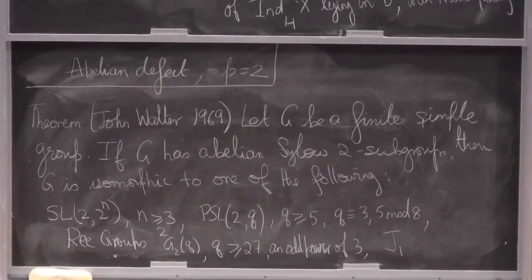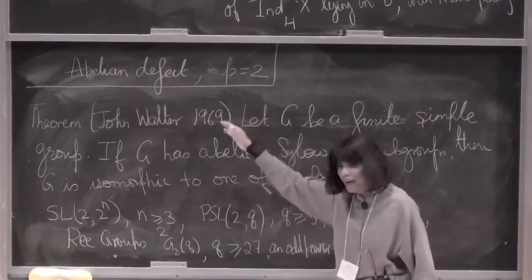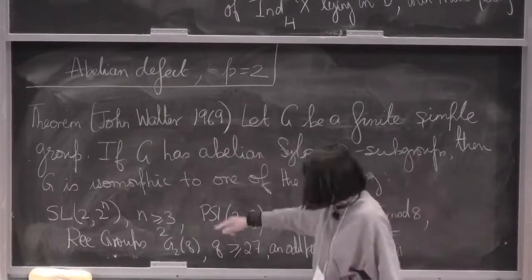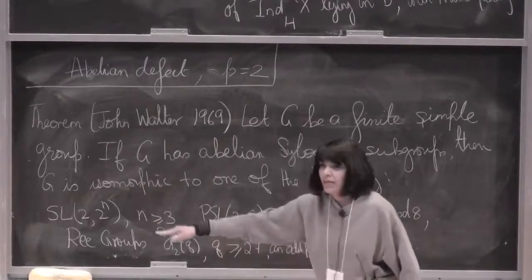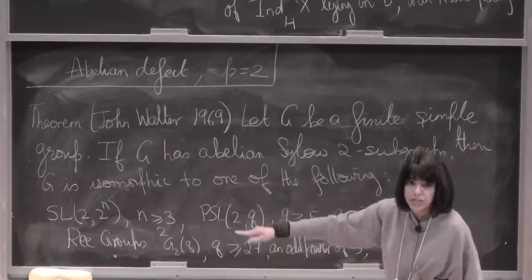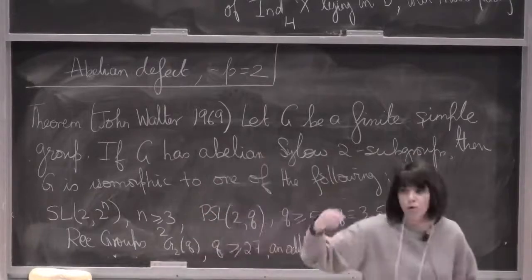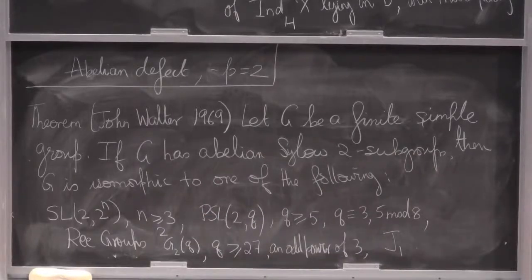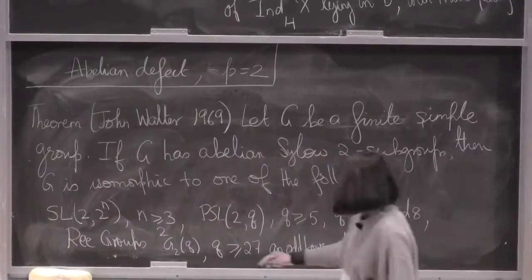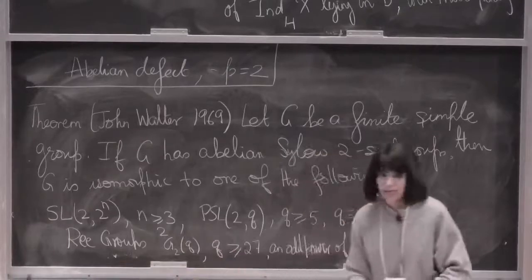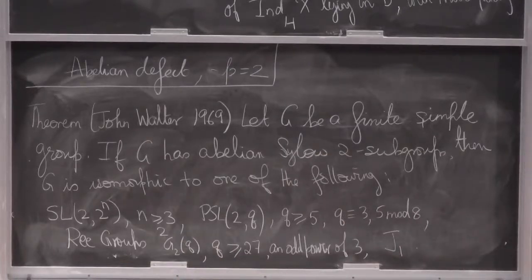Okay, and I should say, I've written it like that. In the original paper of John Walter, 110 pages, he doesn't quite identify the Ree groups. So in this case, he gives some conditions on the group, but the fact that they were actually these Ree groups took quite a long time. I think it was only finally settled in 1980 that these are the only groups that satisfy Walter's condition.